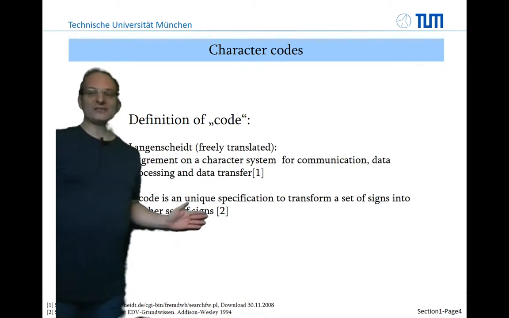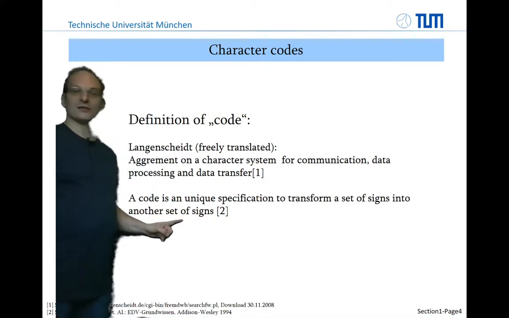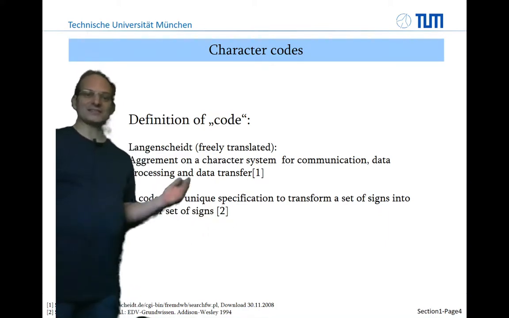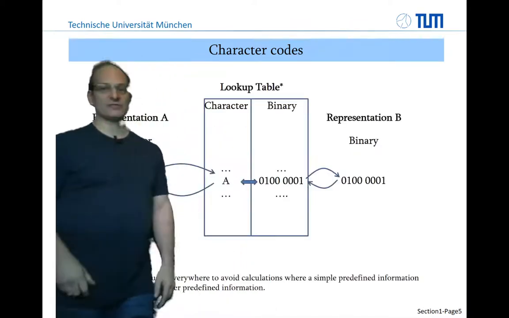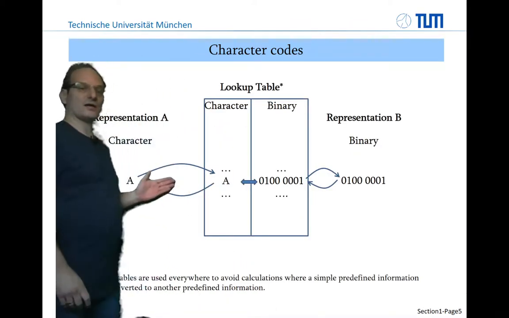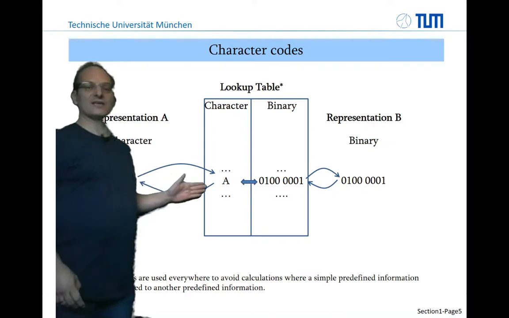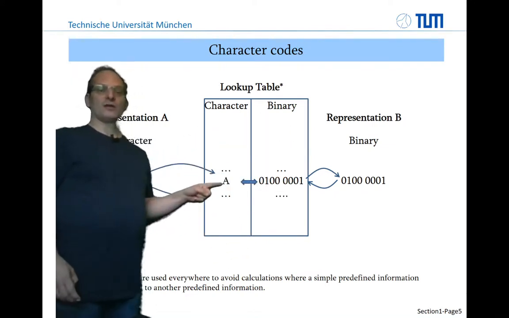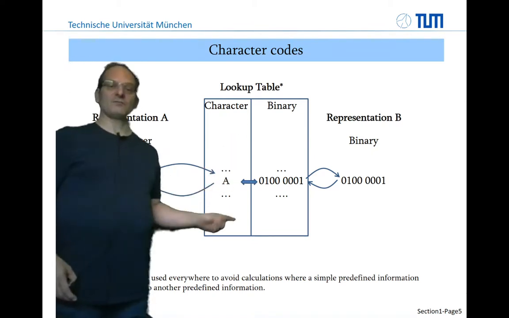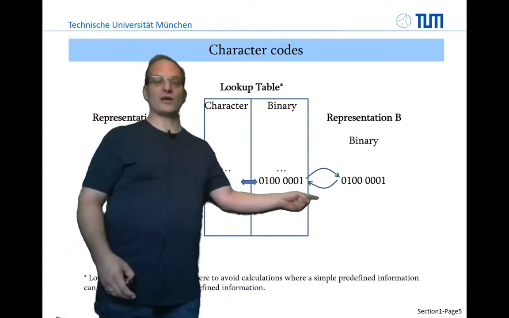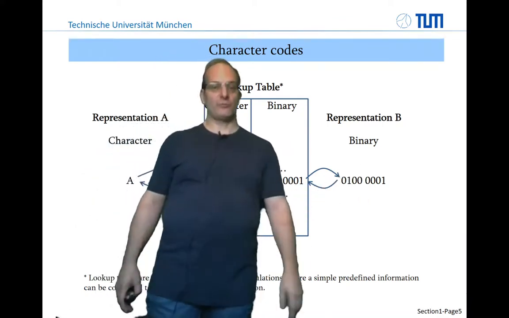The code is a unique specification to transform a set of signs into another set of signs. So it's nothing else than taking one representation and converting it to another representation. If you look onto the screen here, you have one representation like this A here. You take a lookup table or a conversion table, you take the position where this character is located in the column of the characters, and then you convert it to another representation, like here to the binary representation, and then you take this for your communication.